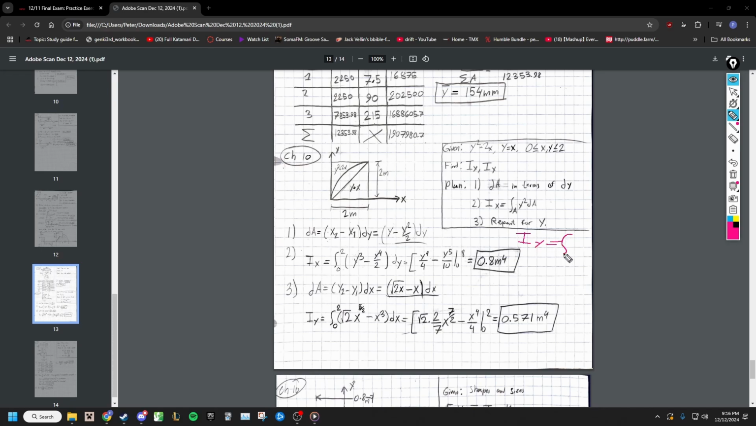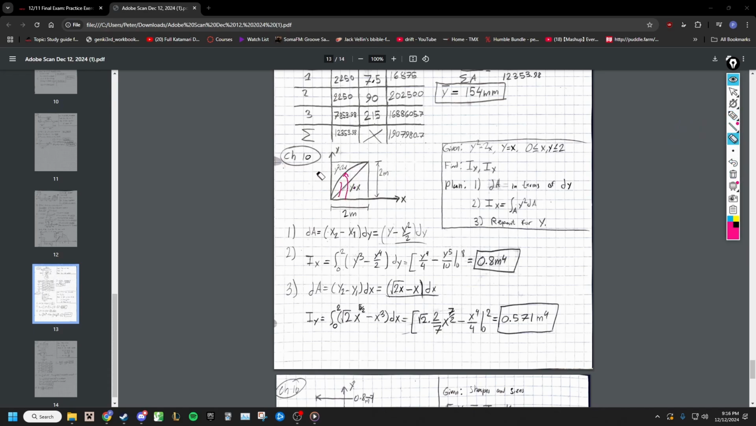I of y would equal the integral of x squared dA. And the most important part of this problem is to set our dAs right. So when we're doing the first one, we need our dA in terms of y because we have the y squared component here. And to do that, we have our dy, it would just be like this, right? Where our dy is just straight up from the x-axis.